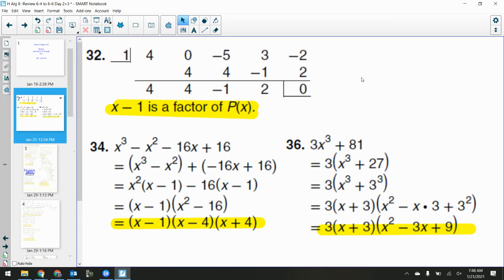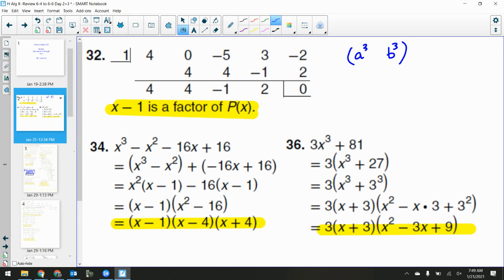Number 36, you factor out the 3 and you're left with an x to the third plus 27. Remember the rule is if you've got a sum or difference of cubes, it's a to the third and then b to the third, whatever they are, as long as there's two terms that are both perfect cubes. Remember, what's a perfect cube? Well, you can test it out and calculate for the number. For a variable, the power is divisible by 3.